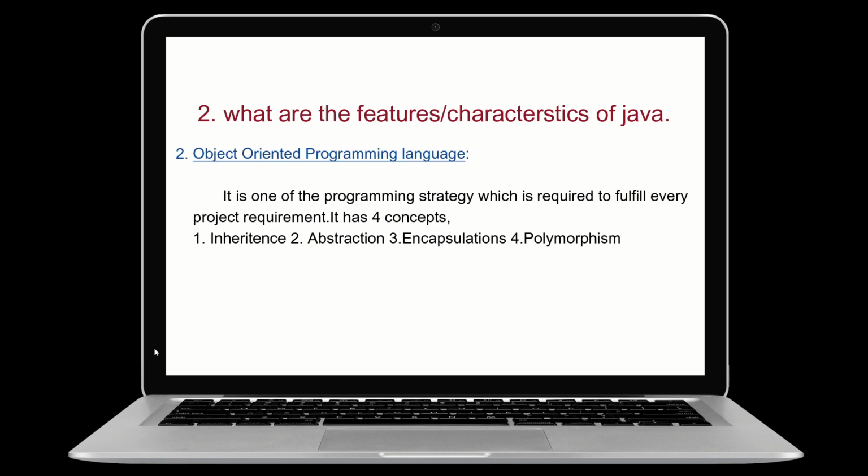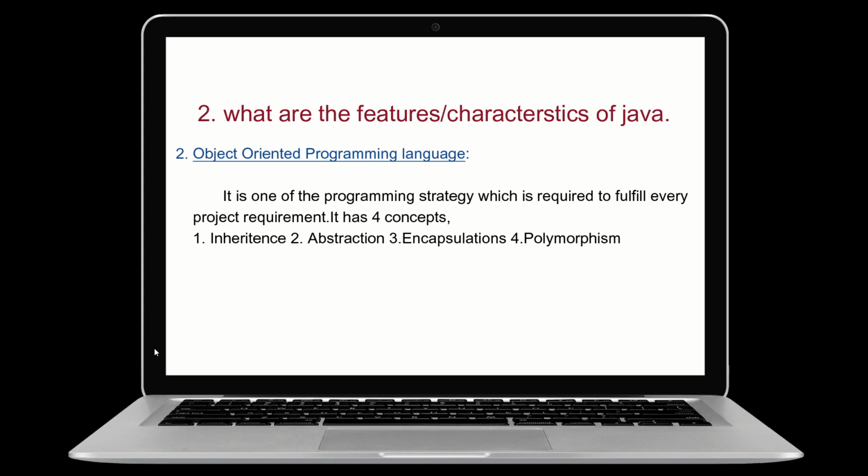Second one is object-oriented programming language. It is one of the programming strategies which is required to fulfill every project requirement. It has 4 concepts: 1. Inheritance. 2. Abstraction. 3. Encapsulation. 4. Polymorphism. Here's a brief explanation.